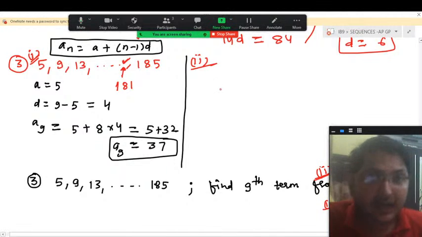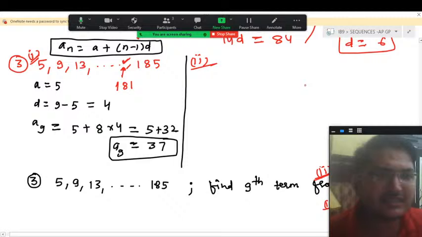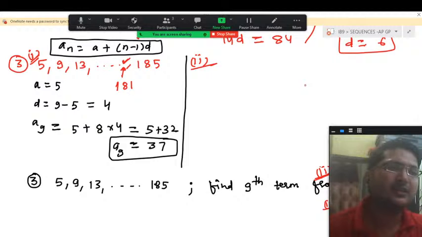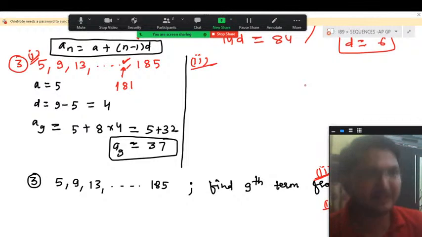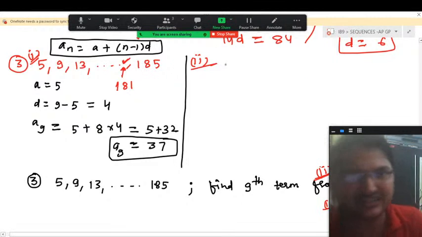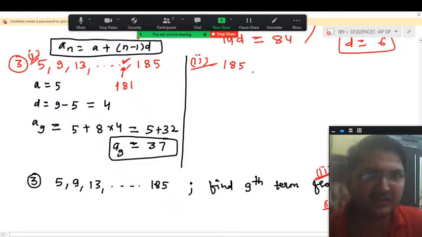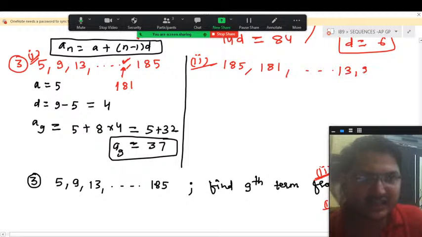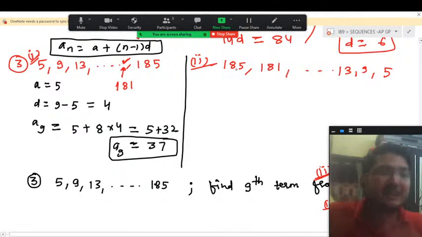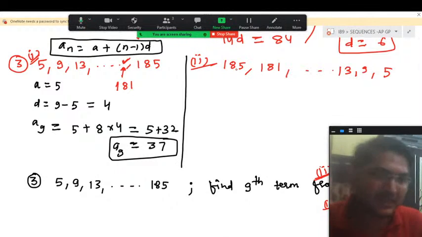Now I have a formula as well as a trick, a way. We have two options here to solve this question. I will first tell you without formula how to approach. Without formula you need to reverse this sequence, and you just need to write 185 first, 181 next, and similarly 13, then 9 and 5 at last. Once I have reversed the sequence, we now need to find out the ninth term from beginning only.